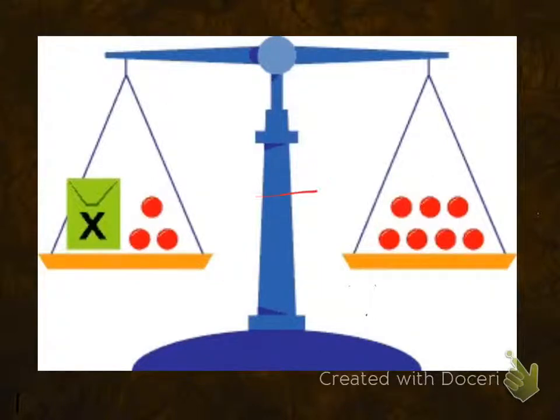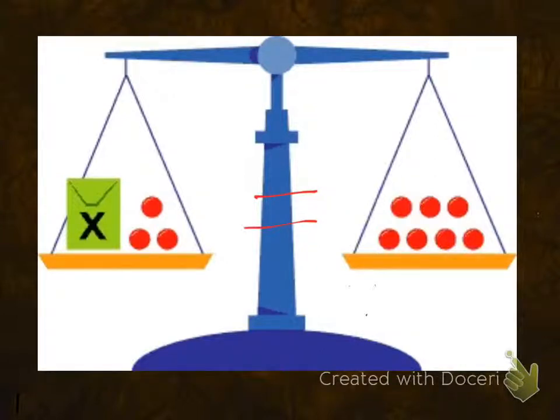So if we assume they're equal, which we can, we then have to start figuring out the different values for the different parts of the scale. You can see we have an X, looks like an envelope, and then 3 little circles, and on the right-hand side we have 7 little circles.